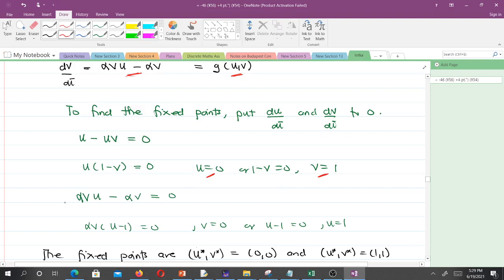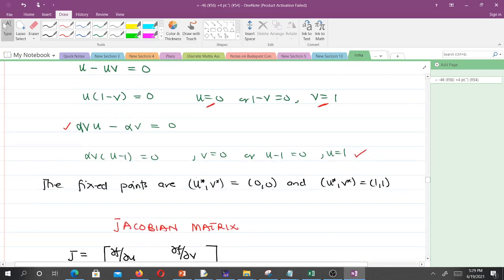And in the second one, we are going to get alpha vu minus alpha v equals 0. So alpha v multiplied by u minus 1 equals 0, which implies that v equals 0 or u equals 1, right? So that means we are going to have the fixed points 0, 0 and 1, 1. So we are going to discuss the stability of these fixed points.